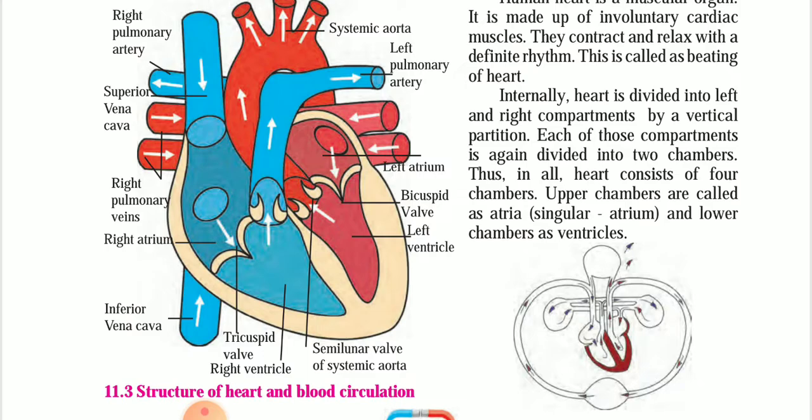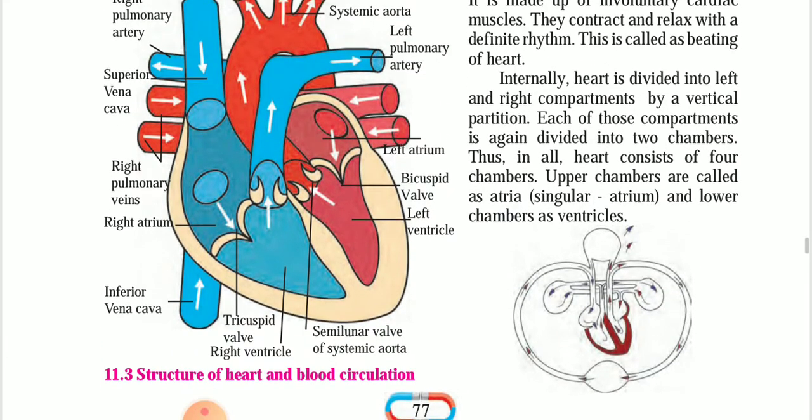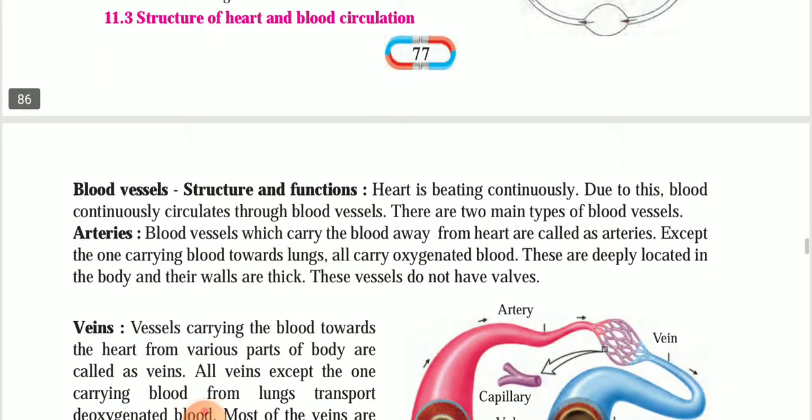Now they are divided into right and left parts. So the upper chamber of the right side is called the right atrium, and the lower chamber of the right side is called the right ventricle. The upper chamber of the left side is called the left atrium and the lower chamber is called the left ventricle. So on the right side you will find deoxygenated blood and on the left side you will find oxygenated blood. So refer to this and try to draw the diagram also.